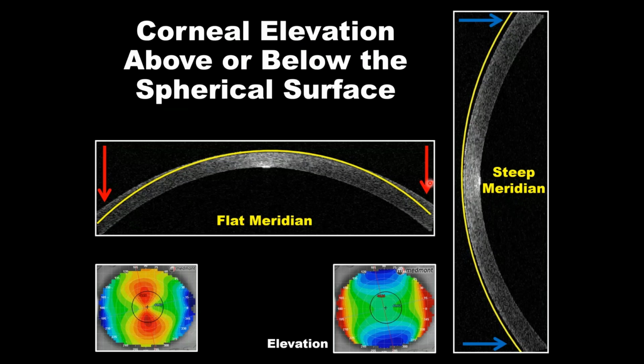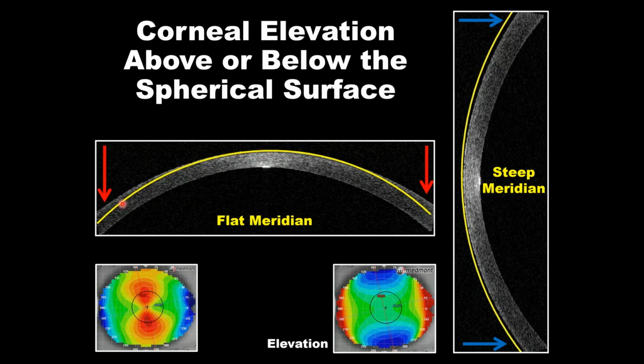This is one where it does take a while to get your head around. We're so accustomed to thinking about topographies as red is steep, it's curved, it must be elevated; blue is flat, it's not curved, it must be low. But not necessarily true. So yellow here is your best fit sphere, your reference surface. It is dropped toward the corneal topography. It's placed close in apposition in the center, generally at 0 elevation above the eye surface. So that's what we see here when we superimpose this on an OCT.